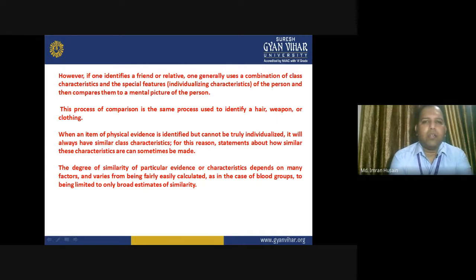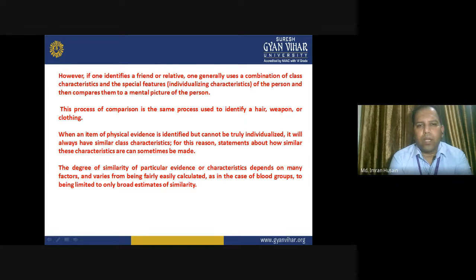However, if one identifies a friend or relative, one uses a combination of class characteristics and special features, individualizing characteristics of a person, and then compares them to a mental picture of the person. So, if you know the person with those identification marks, then the process of comparison starts. Okay, what are the similarities? Are there any differences? What was the natural height? So all these things are checked, and mutual comparison of the facts and data takes place.